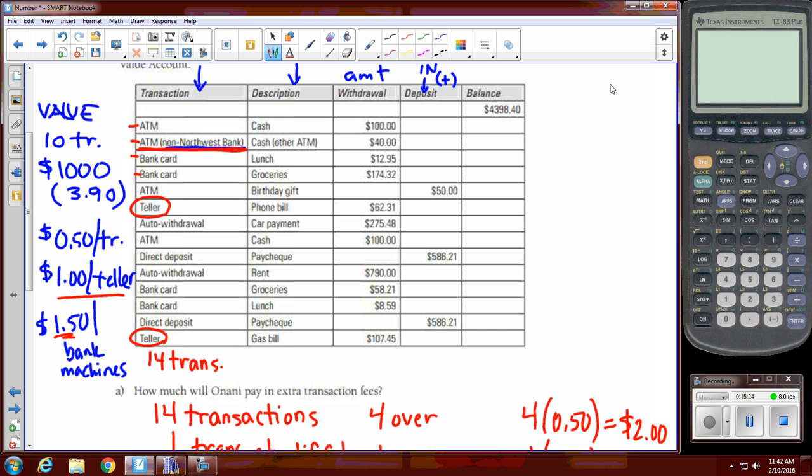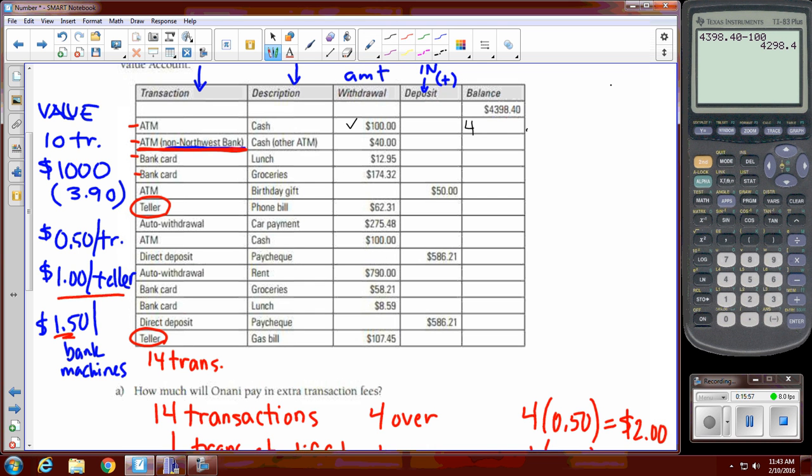So we're starting here on this line. First off, in my calculator, I'm going to say he had $4,398.40. And then we're going to go through and figure out everything that we could put in each one of these lines here. Okay, so we're starting at $4,398.40. The first thing it says is he does a cash withdrawal of $100. So in your calculator, take away 100, enter.